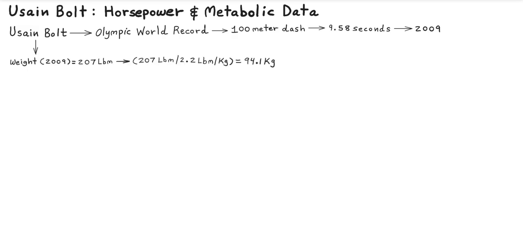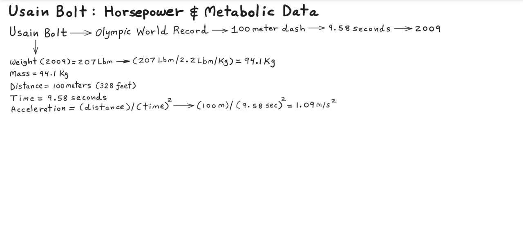We look at the weight of Usain Bolt in 2007, prior to the start of the 100-meter dash: 207 pounds, so that's 94.1 kilograms. Distance 100 meters or 328 feet. Time 9.58 seconds. Acceleration 1.09 meters per second squared. Propulsive or dynamic force 102.6 newtons.